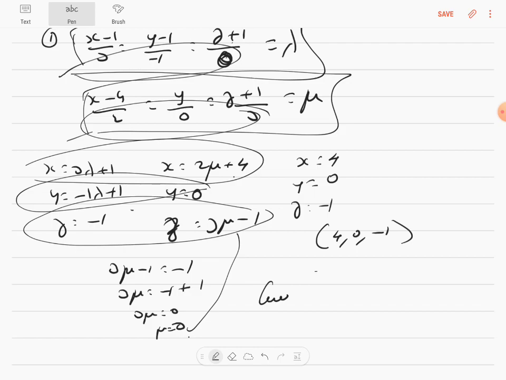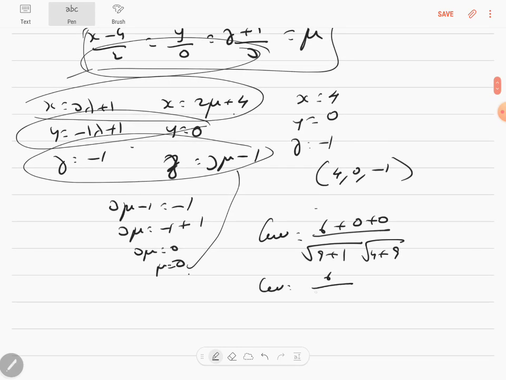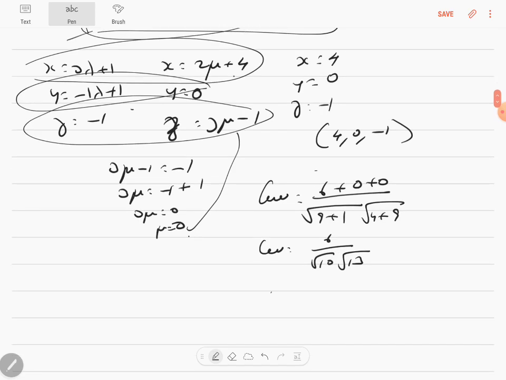Correct? So then can we say this vector dot this vector is 6 plus 0 plus 0, by magnitude of first vector, which is 9 plus 1, magnitude of next is 4 plus 9. So cos theta is equal to 6 by root 10 into root 13. So you have a theta which is cos inverse. That also proves it is intersecting.